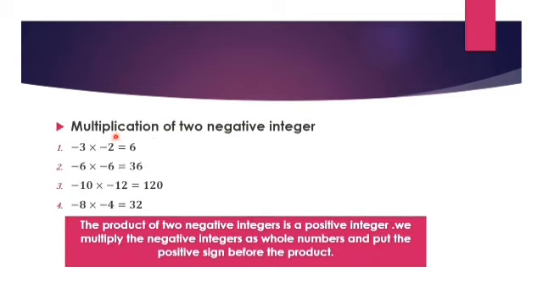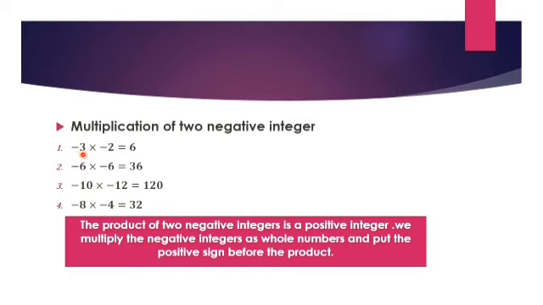The next case is multiplication of two negative integers. In the previous slide, we discussed multiplication of a positive and a negative integer. In this slide, we discuss multiplication of two negative integers. Both of them are negative. The first case, minus 3 into minus 2. Both are negative integers. How do we multiply? The rule is that the product of two negative integers is a positive integer.